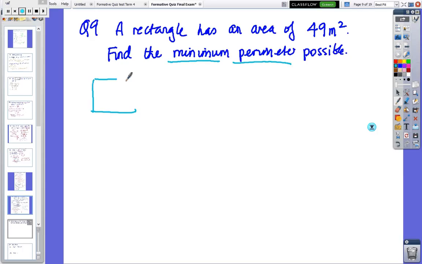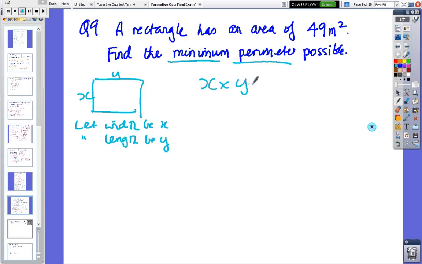Okay, so we've got x times y. We can say let the width be x, let the length be y. So x times y equals 49, and we're only allowed to have one letter. So y equals 49 on x.